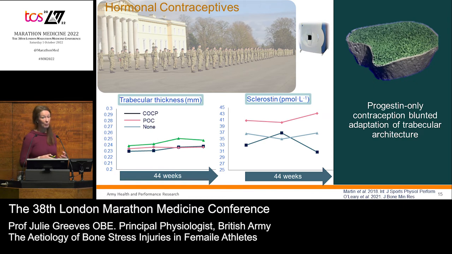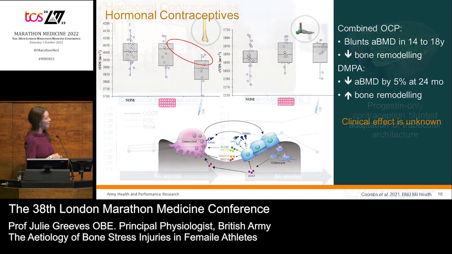And this in itself was a novel finding, that even post-adolescence, bone can still develop and respond acutely to arduous exercise. What we also showed, again in this progesterone-only group, is about sclerostin, which is secreted from the osteocyte. The osteocyte is the mechanical sensing cell. With loading and exercise, sclerostin is suppressed, which enables bone adaptation. And we showed that sclerostin remained high in the progesterone-only contraceptive group. So it's having an effect at that cellular level. We need to really understand this better in order to understand how we can mitigate bone stress injury risk.